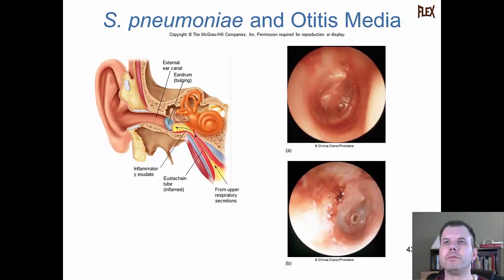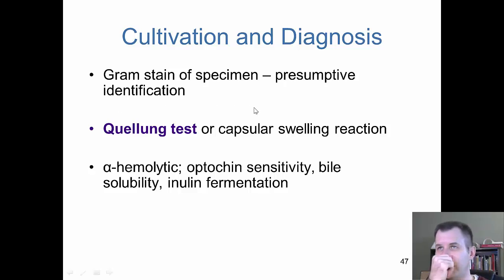Okay. All right. So what is the cultivation and diagnosis of this? And so obviously a gram stain of the exudate, so the presumptive identification. So doing the gram stain on it, looking for the diplococci or the pneumococci. A Quellung test can be done, or a capsular swelling test, and these are both antibody tests that can look to see if it reacts to the different types.